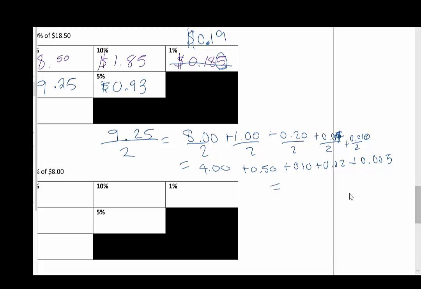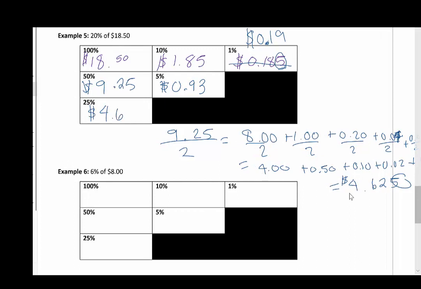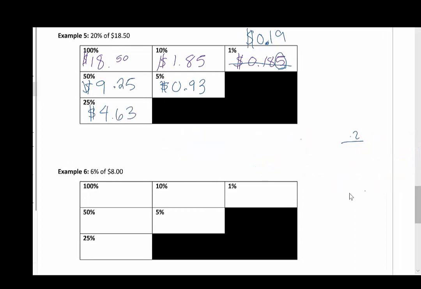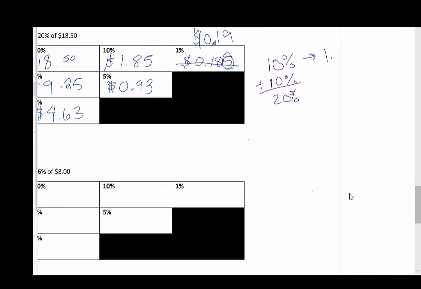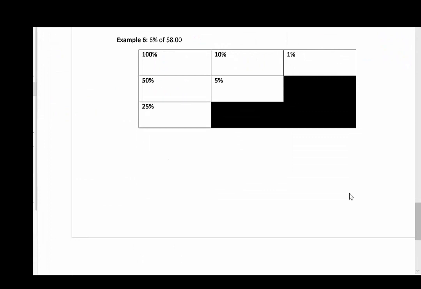I add this all up. I get $4.50 plus 10 cents, 60 cents plus 2 cents, and 5. We round that up because it's 5 or more. So then that would be $4.63. That was a messy one. Once you start doing this more, you'll realize you don't have to do that. Now 20% is just 10% plus 10%. 10% is $1.85 plus $1.85. It's going to be 8 plus 8 is 16, so that'd be 17. $3.70.